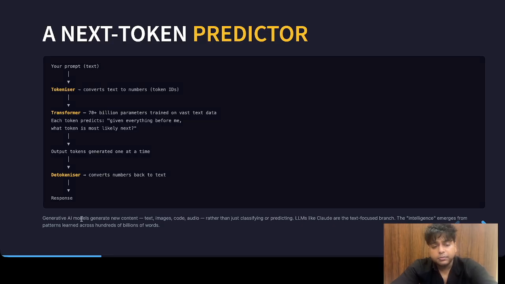Generative AI models basically generate new content following this strategy. The new content can be text, image, code, audio, anything. It doesn't only classify or predict, it generates. That is the reason it is called generative AI.